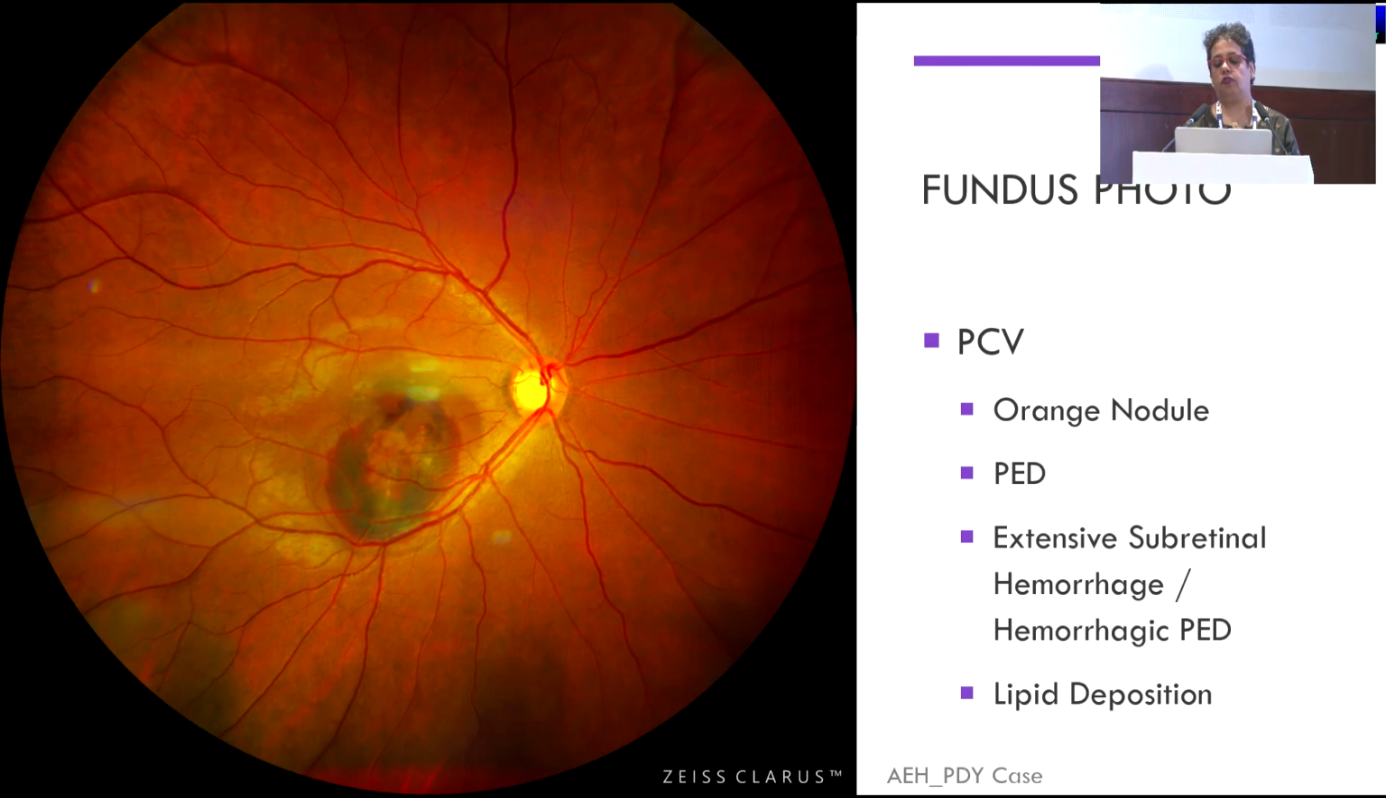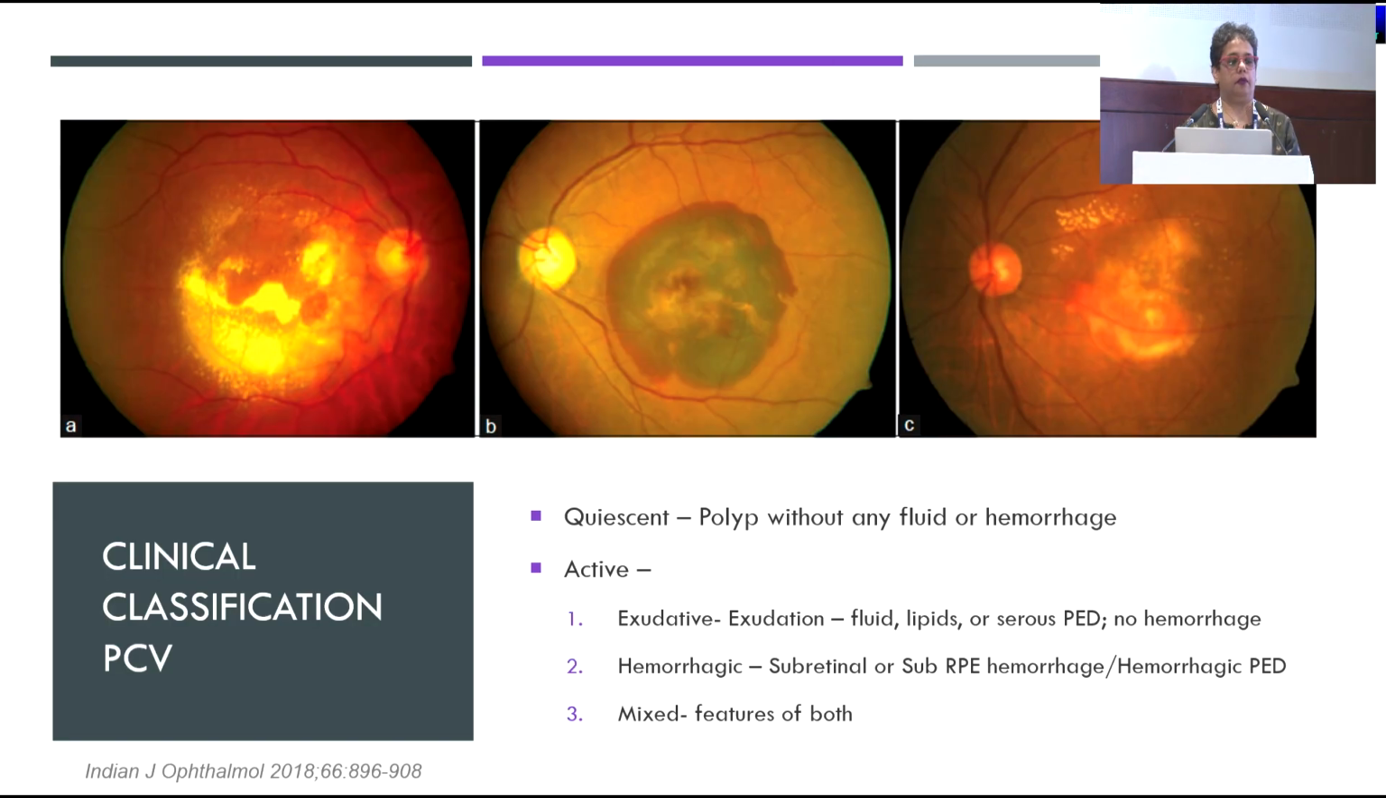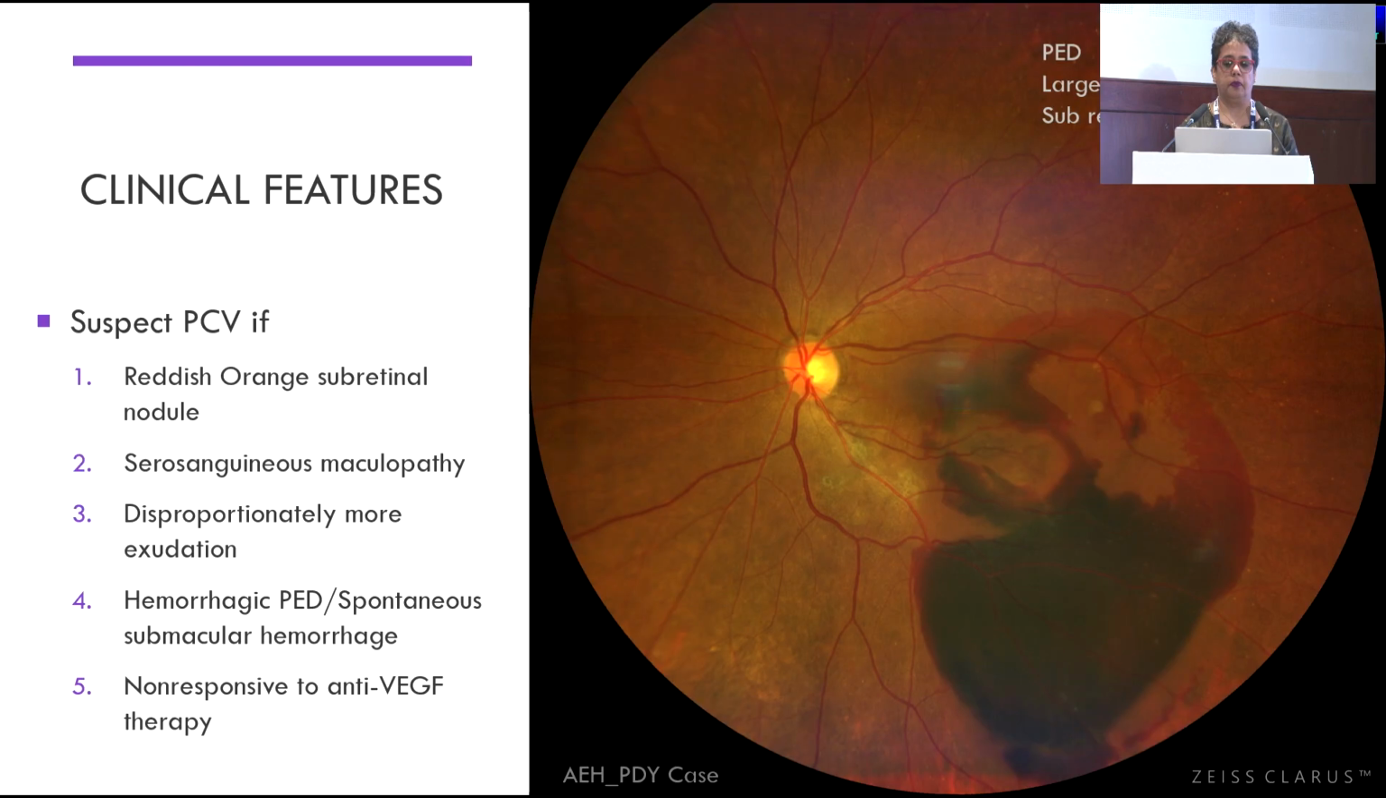Let's go through them. So fundus photography in PCV, you would see an orange nodule, the pigment epithelial detachment, which could be a hemorrhagic PED or a serous PED, extensive subretinal hemorrhage, and lipid deposition. On the basis of this, clinically, PCV is classified into the exudative form, as is seen in the first image over here, where there is more exudation and more fluid and lipids. The hemorrhagic form, which can have the hemorrhagic PEDs or the subretinal hemorrhage, and a mixed form of the two.